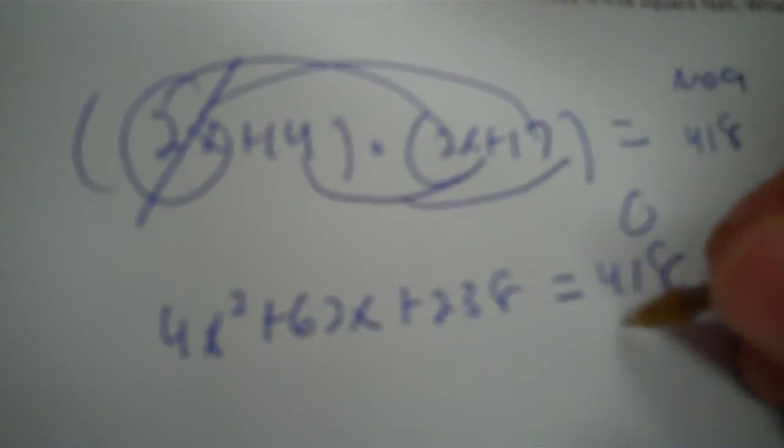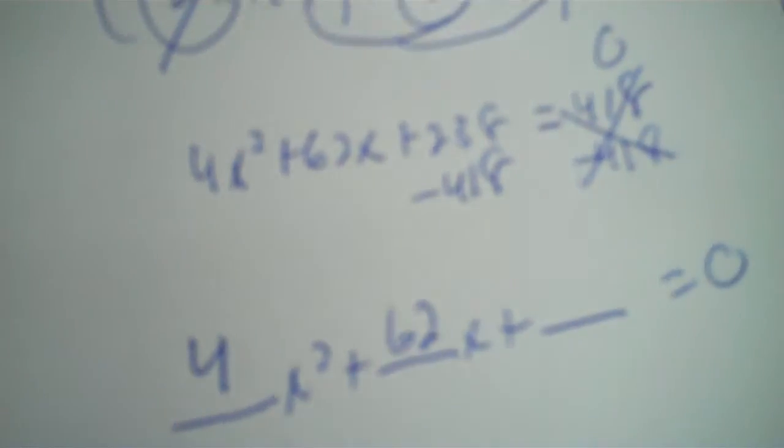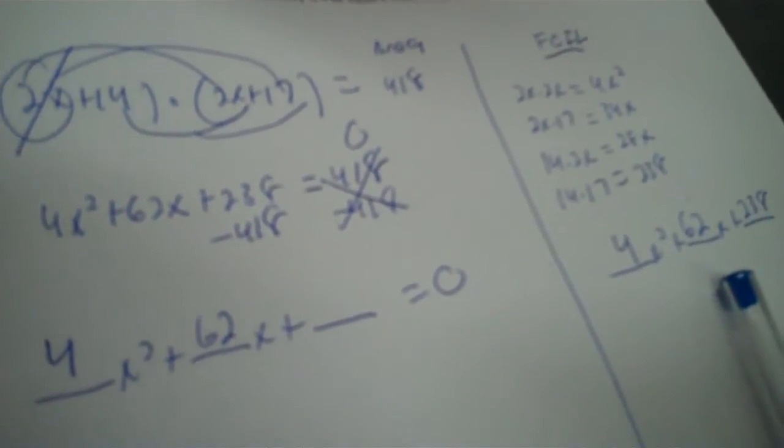So there's two answers, okay? Got to have 0, so subtract 418, and you can do that with the positive 238. So you have x squared, x, and constant. So you have 4, 62, then 238 minus 418 is negative 180. Okay, 3 terms, GCF, table. Okay, I do not have an x on the end. I don't have a negative in front. Now 4, 62, and 180.